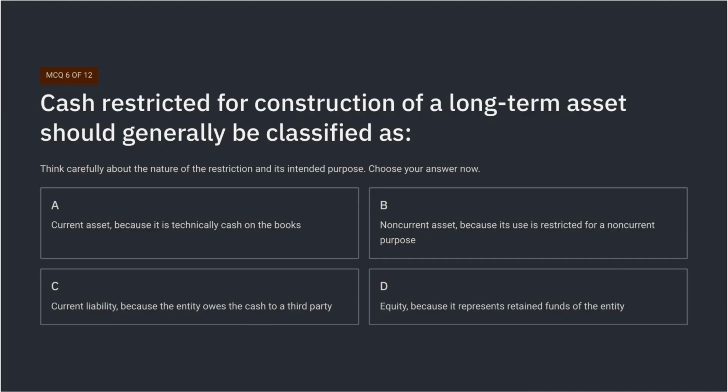Here is MCQ 6. Cash restricted for construction of a long-term asset should generally be classified as what? This question is testing a classic trap. Cash sounds current, but account name alone is not enough. You need to examine availability, restriction, and purpose. Ask yourself, can this cash be used for current obligations or is it tied to a long-term purpose? Think carefully and choose your answer.